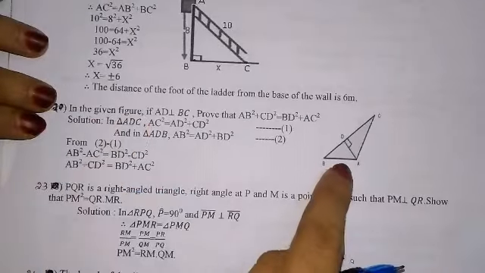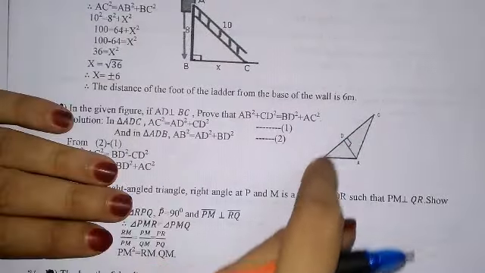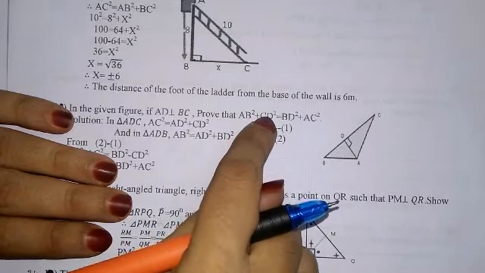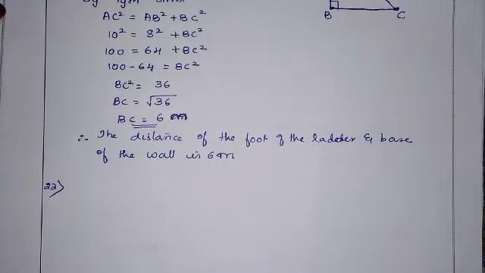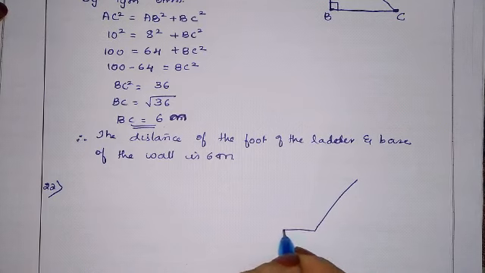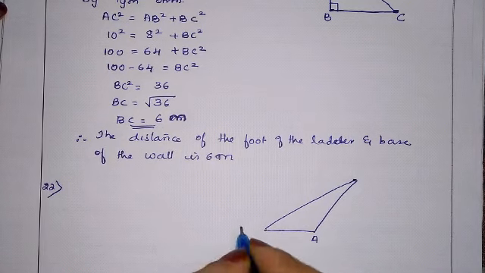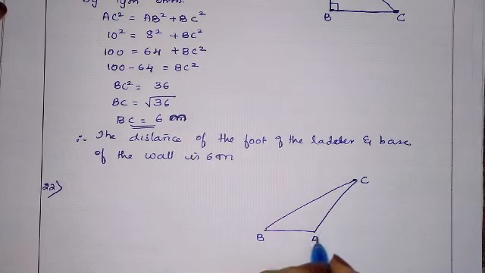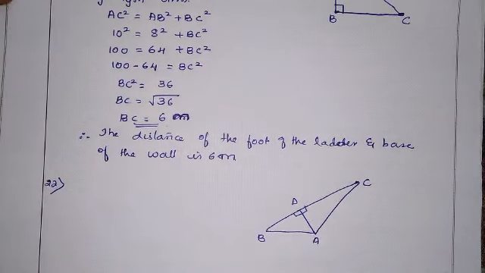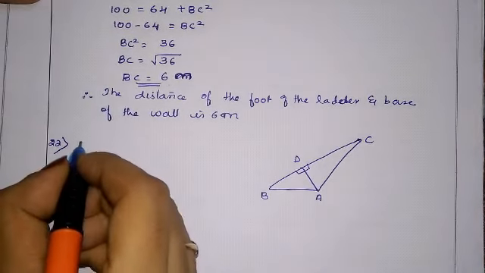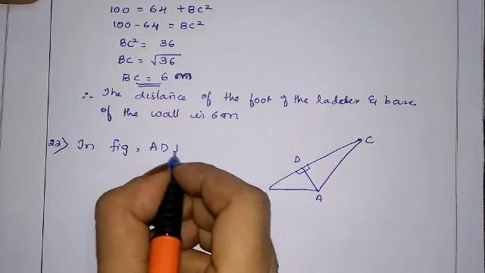In the given figure, if AD is perpendicular to BC, prove that AB square plus CD square is equal to BD square plus AC square. Let me draw the figure. It's like this. A triangle is given, and they have given names as A, B, C, and it is D. This perpendicular makes 90 degree, we know that. Now in the figure it is given that AD is perpendicular to BC.